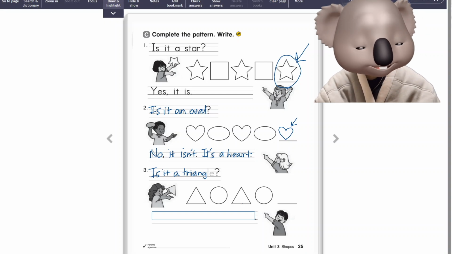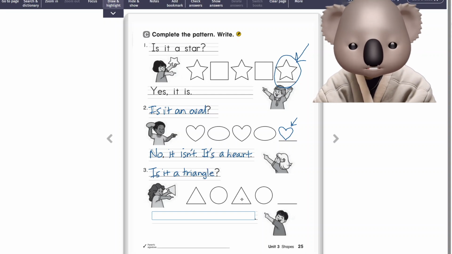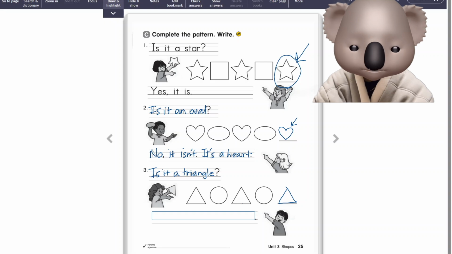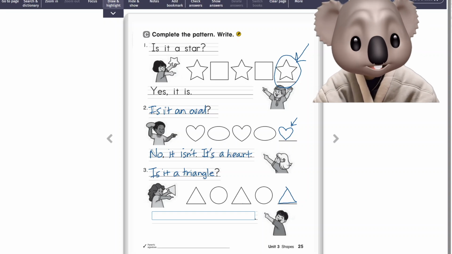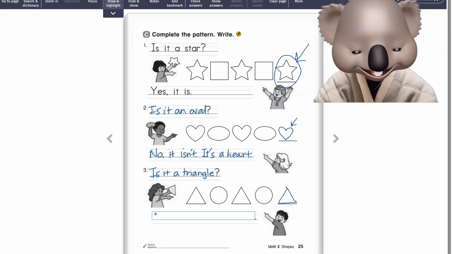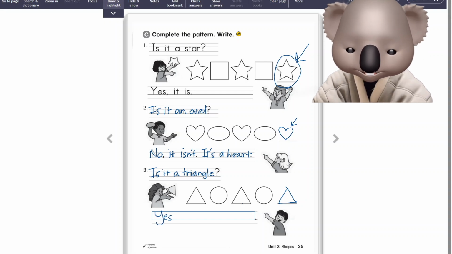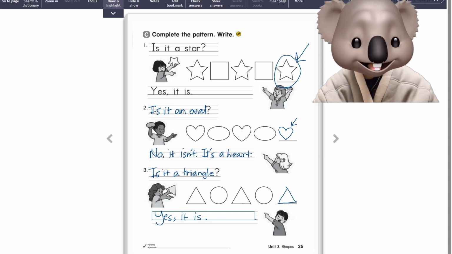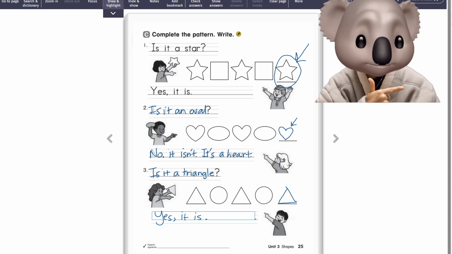Now let's look at the pattern. We have triangle, circle, triangle, circle. Triangle, very good. Is it a triangle? Yes, it is. Don't forget the comma. Comma, it is. Great job! We'll go to the next page.